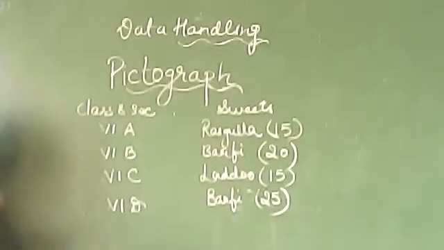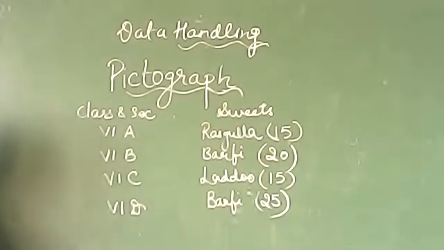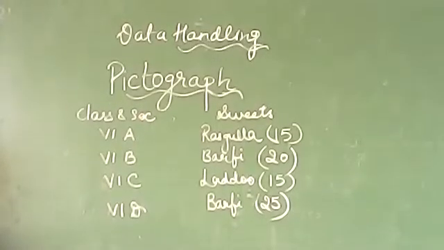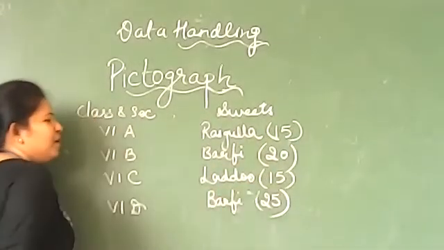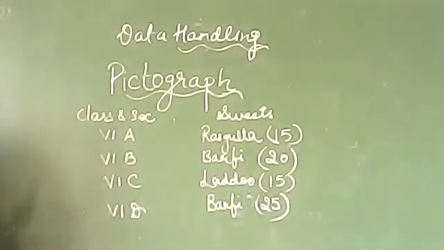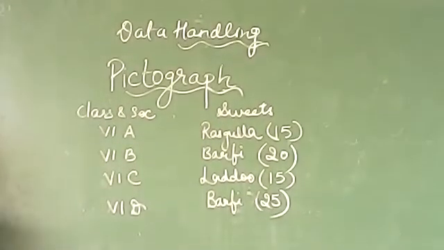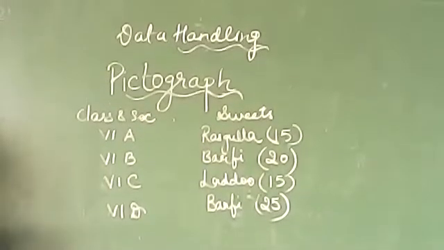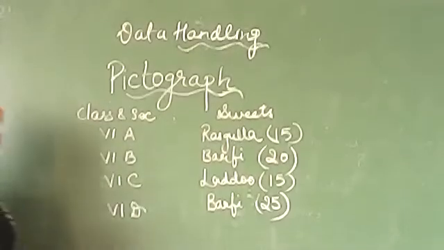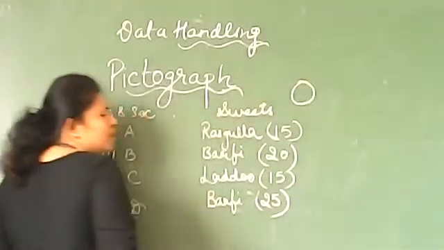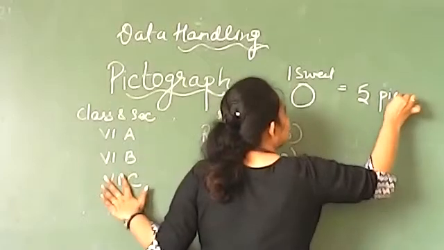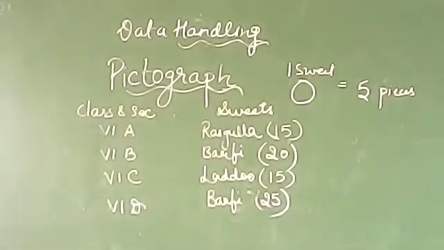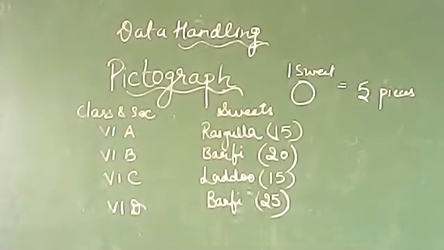So what we do, we always categorize. Categorize means we try to choose one common unit which can be used for everything. For example, 15 is a multiple of 5, 20 is a multiple of 5, 15 again, and 25 is again a multiple of 5. So if we take one symbol to represent 5, then it will be very easy for us to represent all the data. So one sweet will be represented as 5 pieces. Remember, one sweet will be represented as 5 pieces.